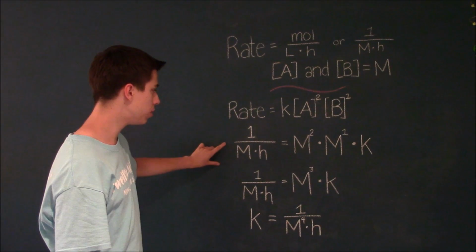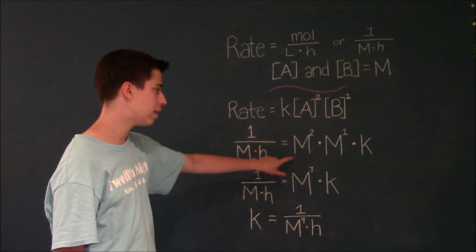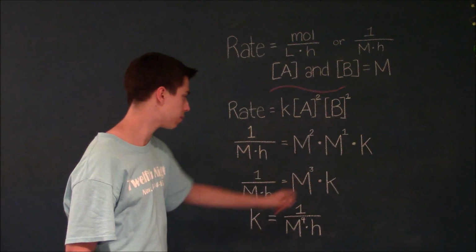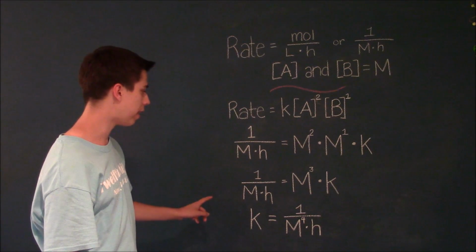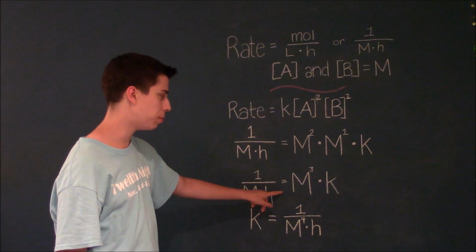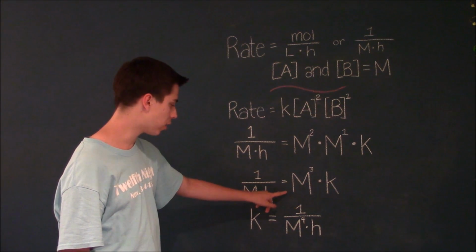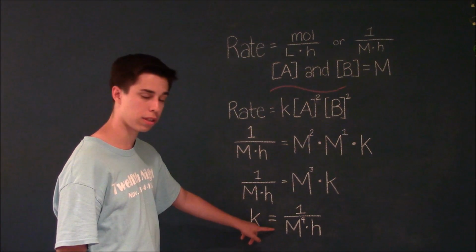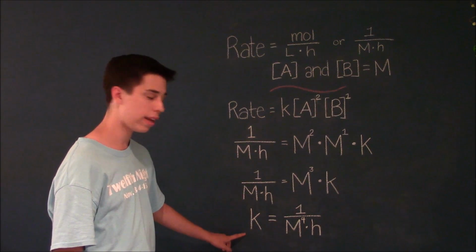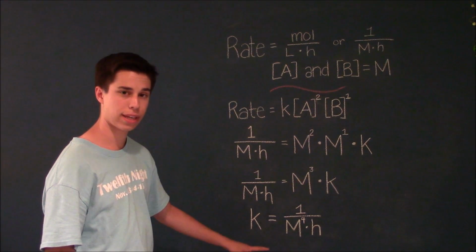So when you substitute this in, you get 1 over M times H equals M squared times M to the first times k, which again is the rate constant. When you simplify this, you get 1 over M times H equals M cubed times k. You then divide by M cubed on both sides, and you're left with k equals 1 over M to the fourth times H. What this means is that the label for the rate constant is 1 over molarity to the fourth times hours.